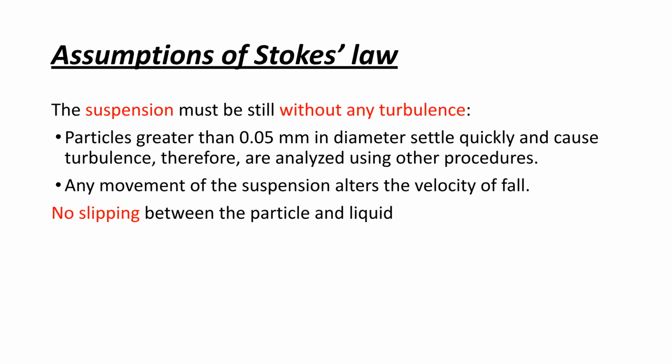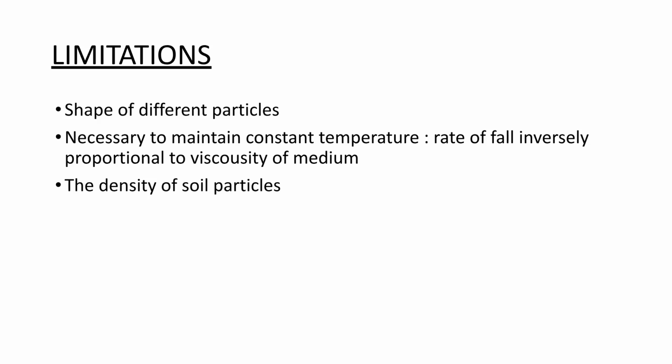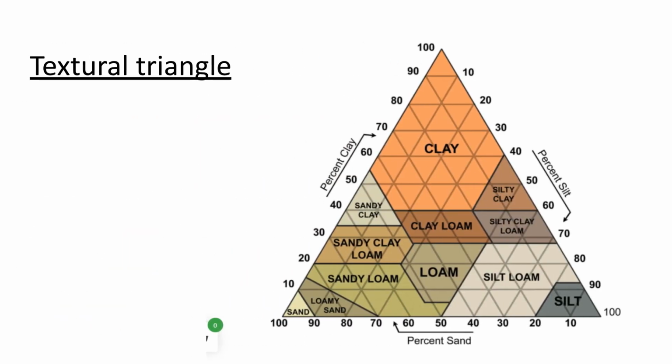Finally, the suspension must be still, without any turbulence, and there must be no slipping between the particle and the liquid. Particles larger than 0.05 millimeters can cause turbulence. Limitations of sedimentation methods include the actual shape of particles, the necessity of maintaining a constant temperature, and the specific density of soil particles.